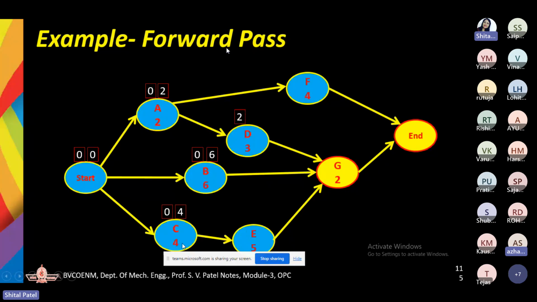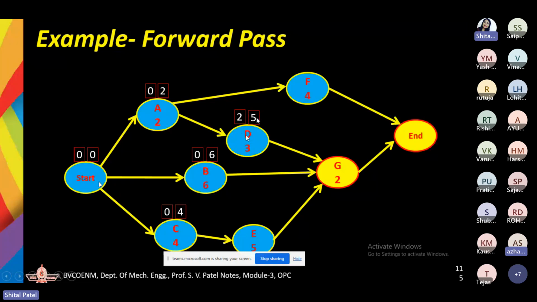Okay, now let's talk about D. After C, we are having D. So as I told you, the previous activity's earliest finish time is going to be considered the earliest start time for the succeeding activity. So D is the successor of A. Whatever earliest finish time of A is there, the same amount of time is considered as the earliest start of the D activity. And earliest finish means what? 2 units of time plus 3 units of time. So earliest finish time for D is going to be 2 plus 3, 5.